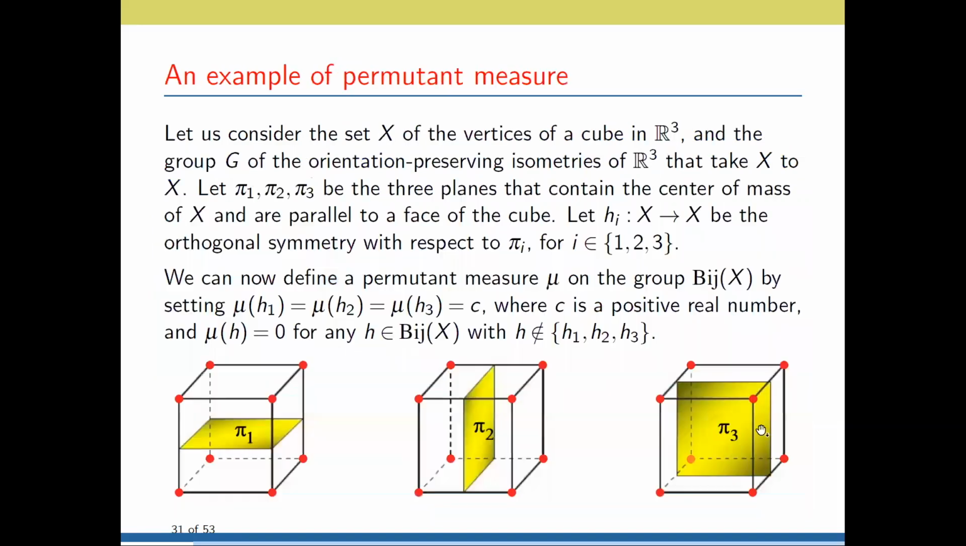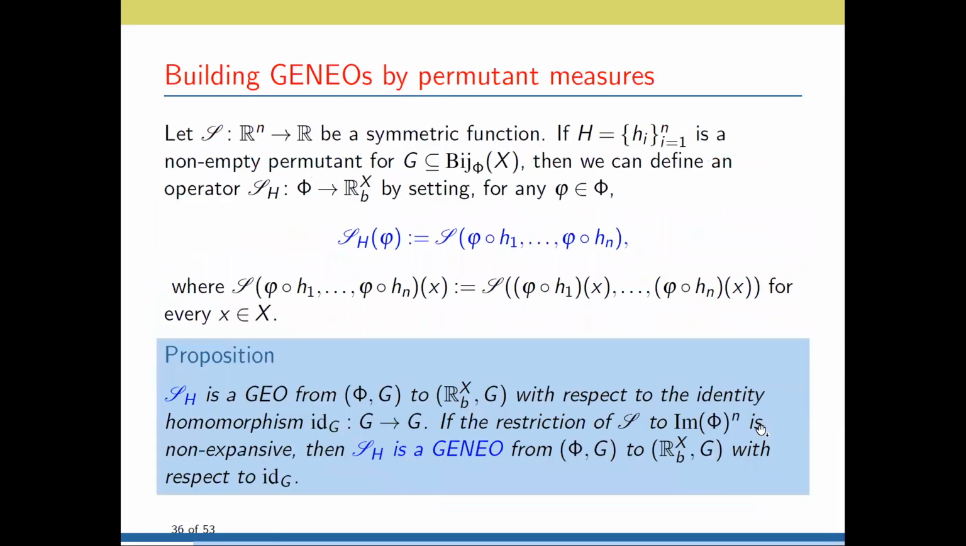Okay, what happens? This function S_H is a group equivariant operator with respect to the identical homomorphism. And if the restriction of S to this set is non-expansive, then S_H is a GENEO. This set is just the set where, for each admissible function, you take the image, and you consider the union varying the admissible function. And you take this set times itself, n times. Okay?